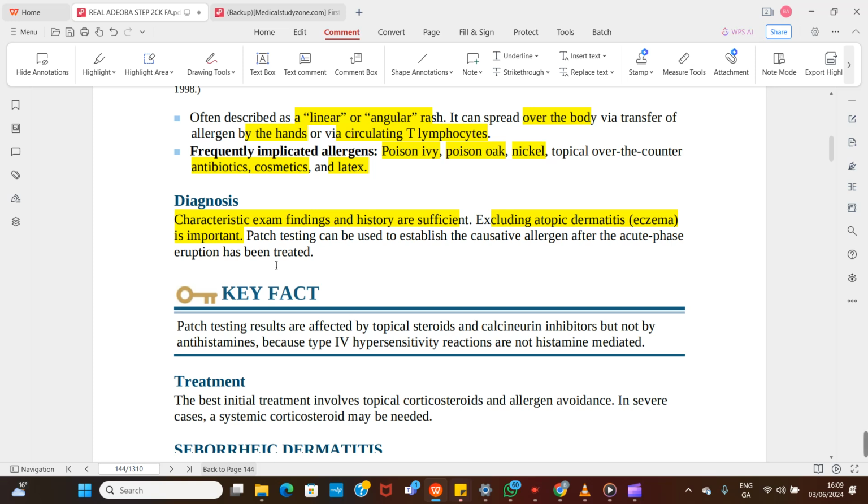The patch testing is usually done after you have treated the acute flare, right? After you have treated that active phase eruption. If you treat the individual now, you have to wait for about 3 to 5 days or a week before you do your patch test. Why? Because part of what you use to treat includes topical steroids, right?